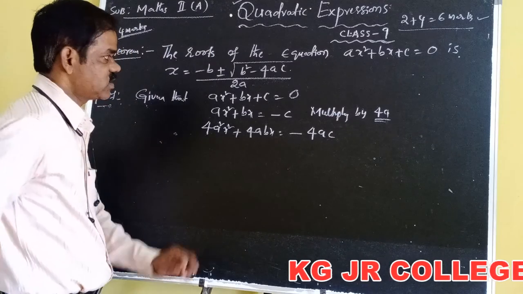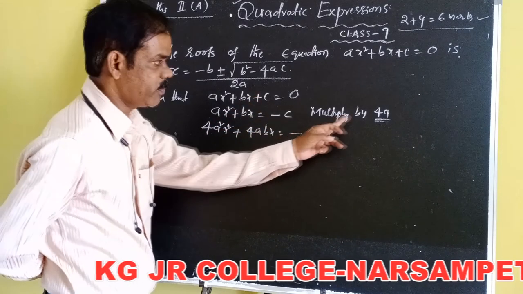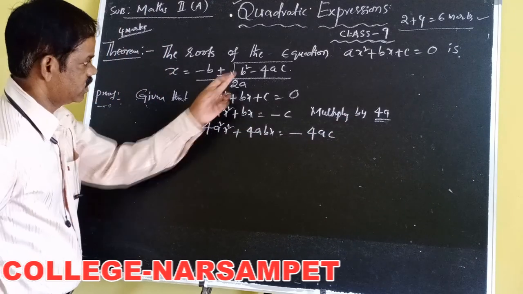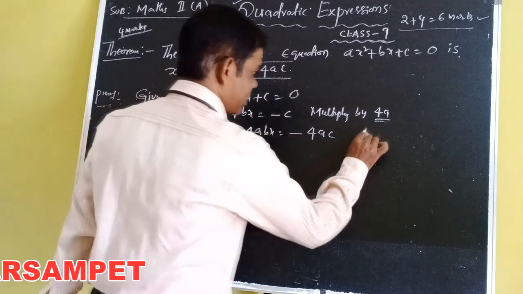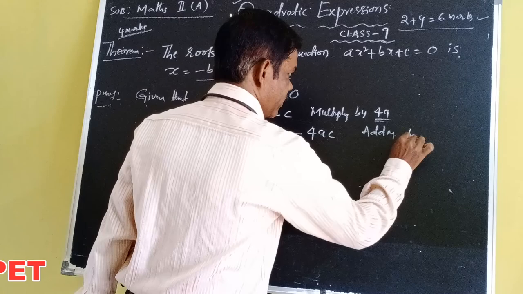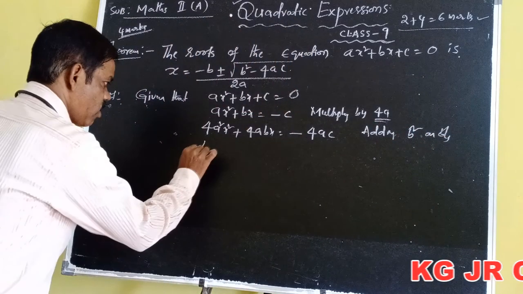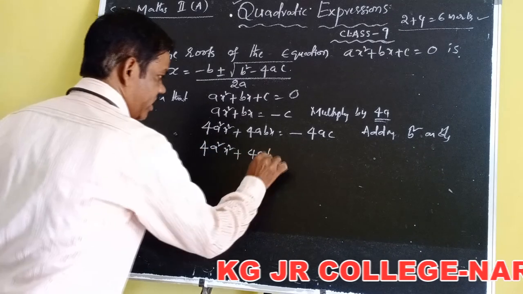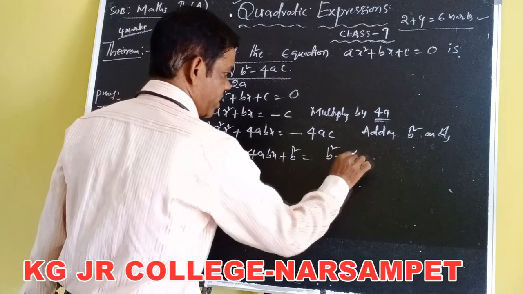Did you understand the concept? First, taking plus c to the RHS. Next step is multiplying by 4a on both sides. Next, observe here, in the formula we have b square. That means adding b square. So next step is adding b square on both sides of this equation. We get 4a square x square plus 4abx plus b square is equal to b square minus 4ac.